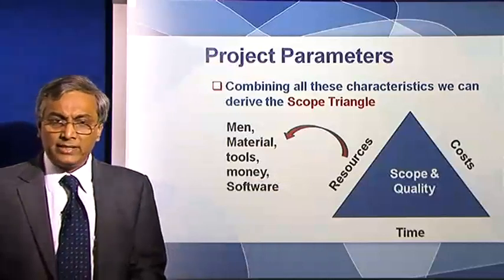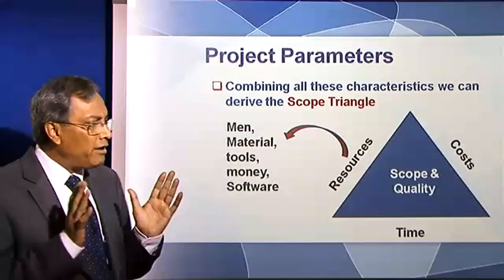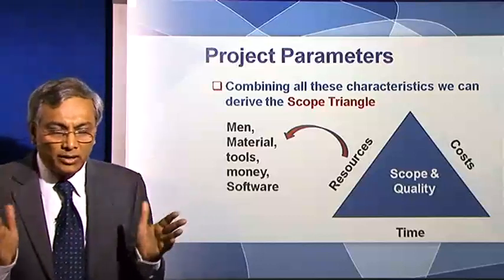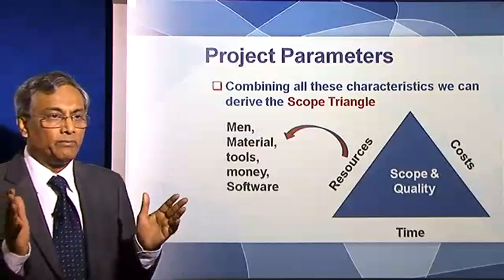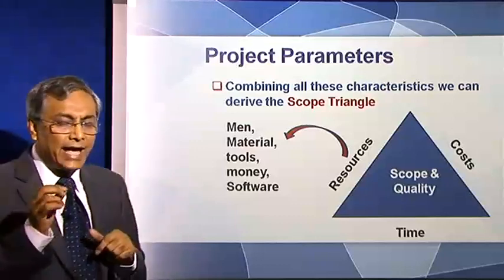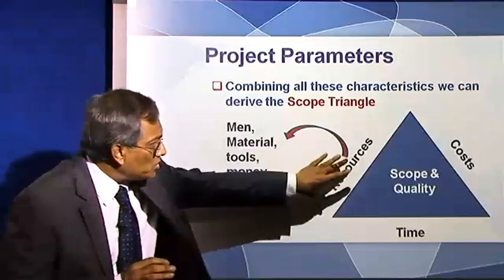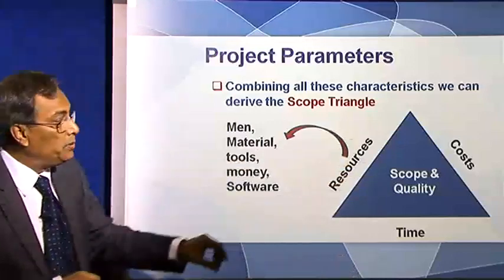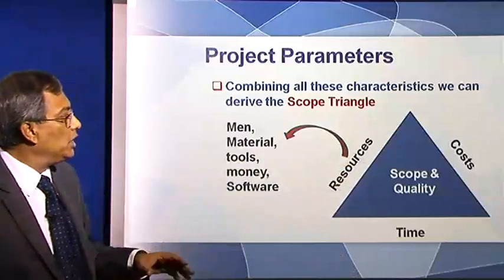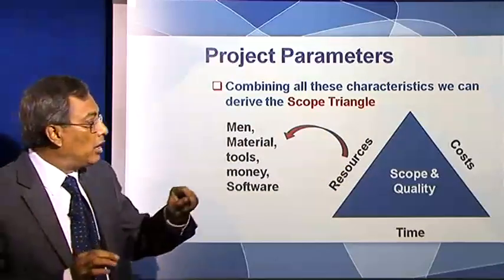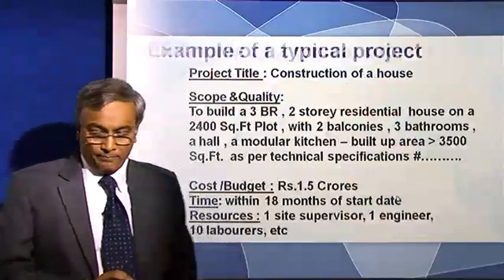What do we mean by this? What we mean by this is that every project has got a defined scope. What the client expects from that particular project is the scope. It is as per a certain quality. So therefore, resources, costs and time are to be used by the project manager to deliver as per scope the project of a certain quality.